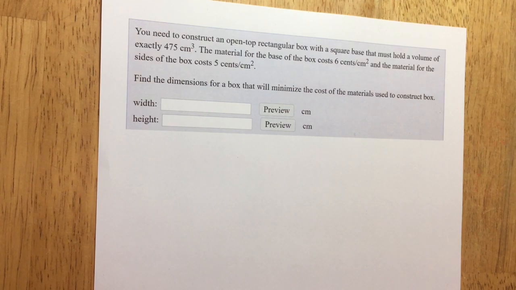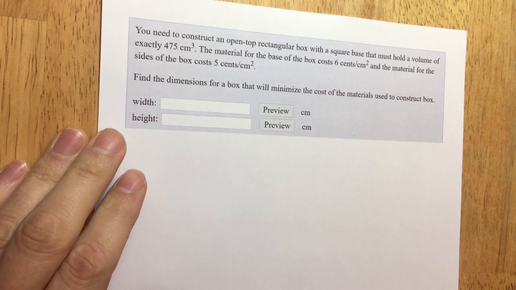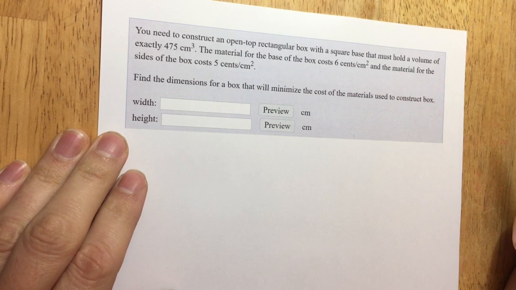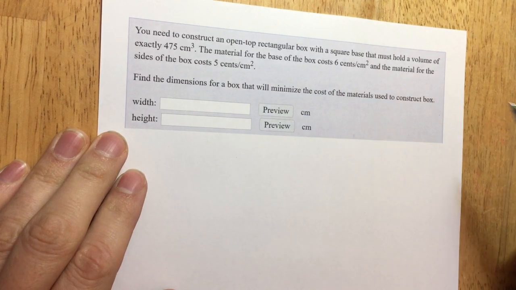Okay, so here we have a problem about minimizing the cost of the material for a box. Okay, so let's read it.